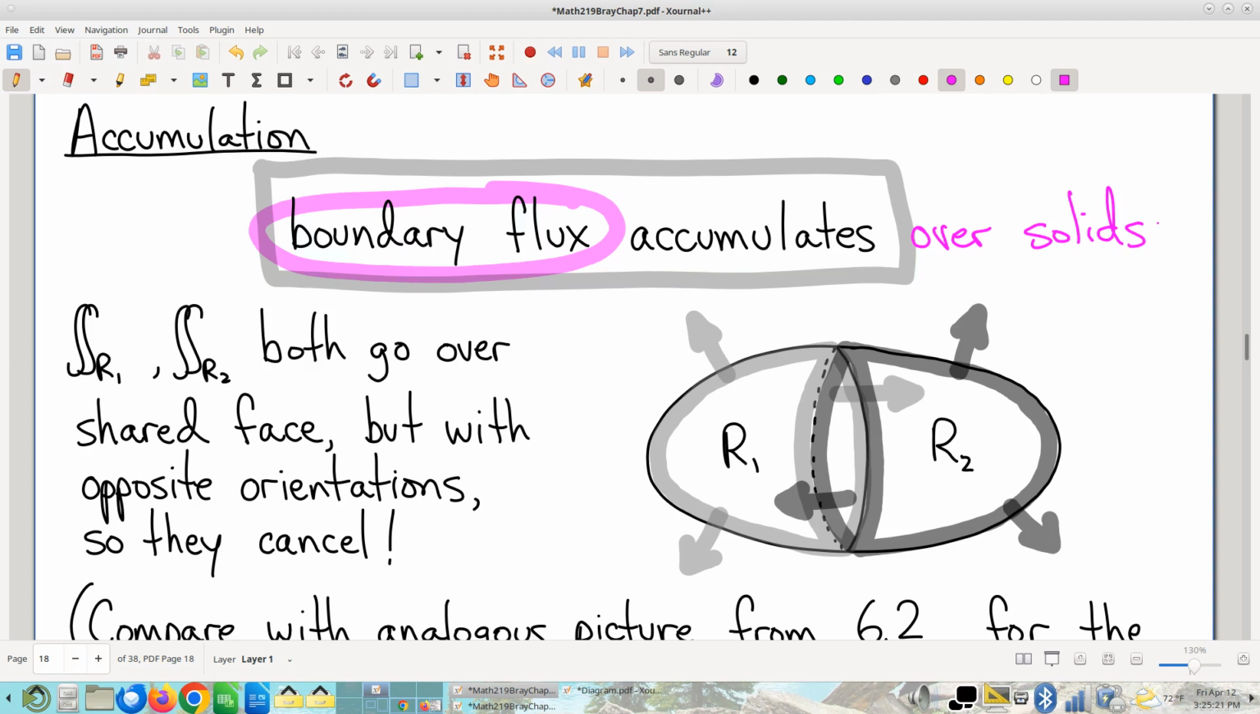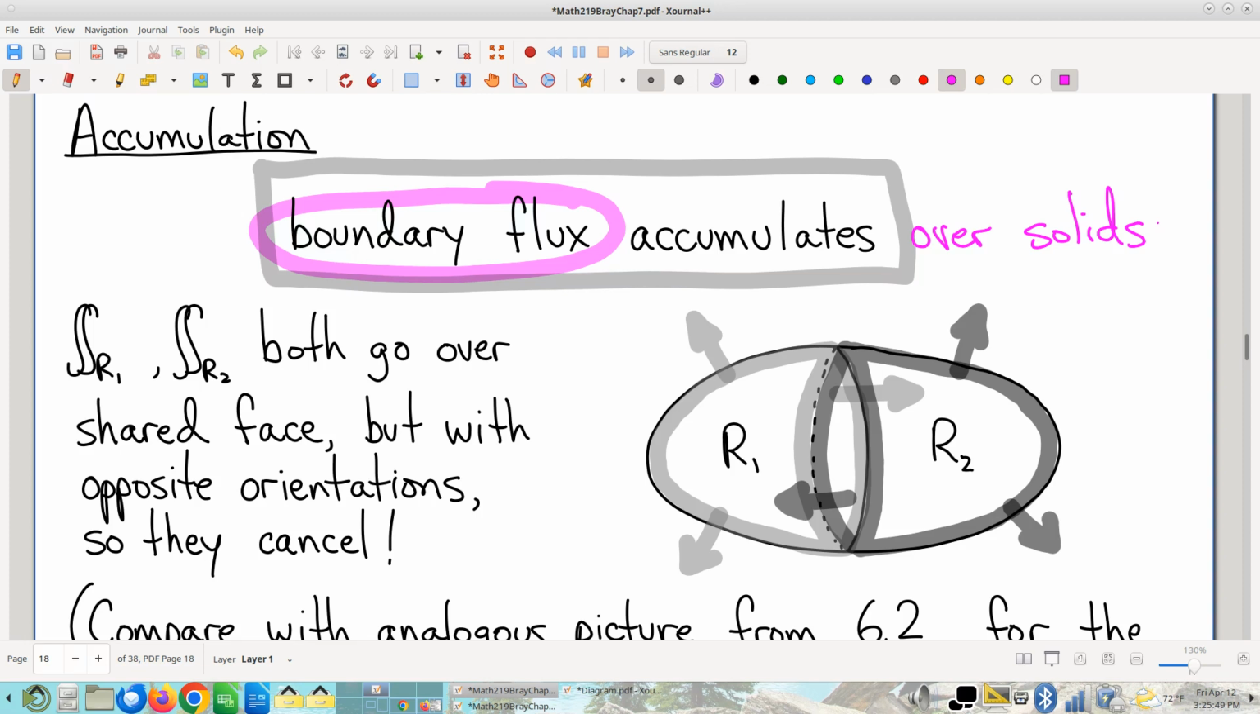That is, if you have a solid and you're interested in its boundary flux, you cut that solid into pieces and you look at the boundary flux of the one piece of solid and the boundary flux of the other piece of solid. The solid is the whole that we're going to be thinking in terms of how it relates to its parts. Okay, so it accumulates over solids.